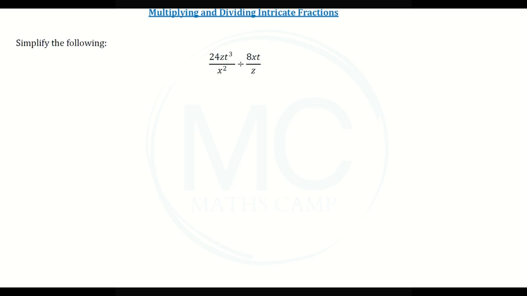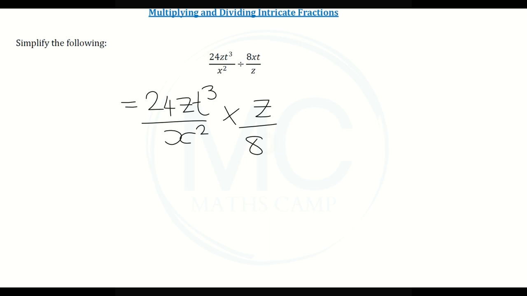Here we have 24zt cubed over x squared divided by 8xt over z. Individually, we cannot simplify these fractions, so let's tip and times. Let's leave our first fraction as it is, 24zt cubed over x squared. Change the divide to a multiplication sign. We're going to tip the second fraction, so z becomes our numerator, and the denominator becomes 8xt.